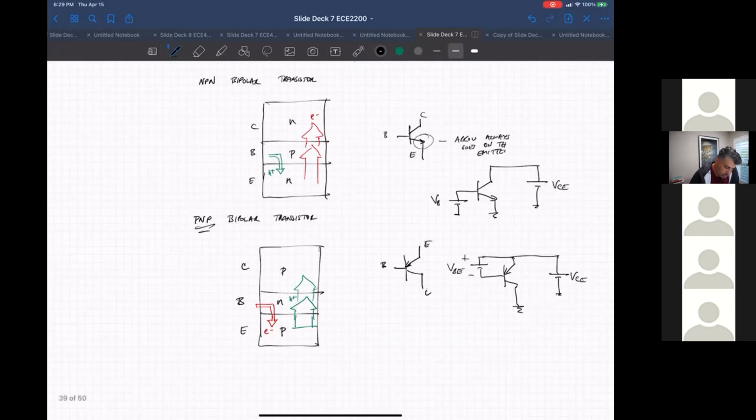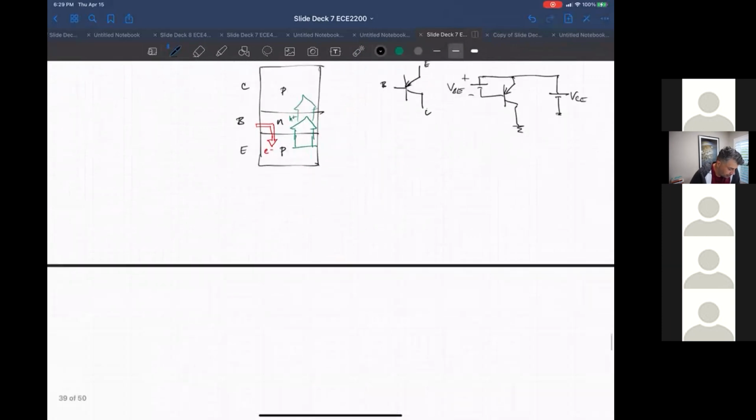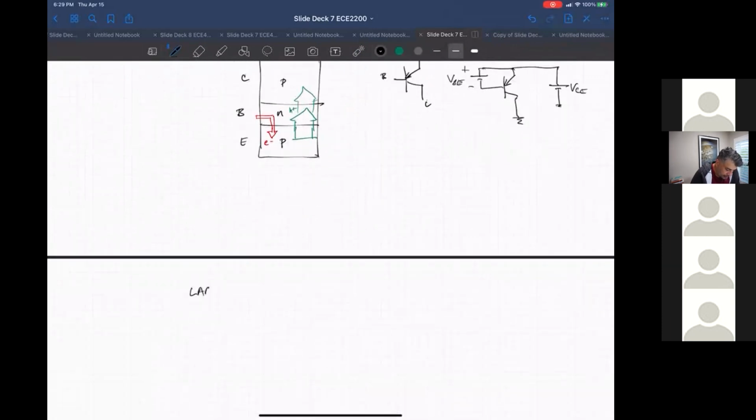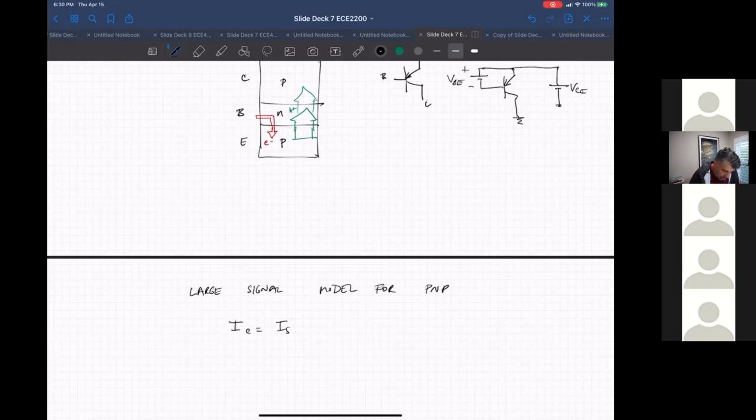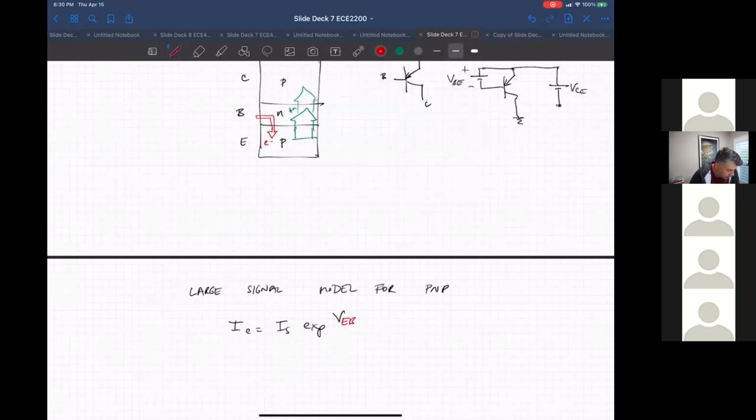Okay, so everything gets inverted. And then when we look at the large signal model for PNP, I sub C is I sub S exponential of now it's V sub EB, not V sub BE, over V sub T.